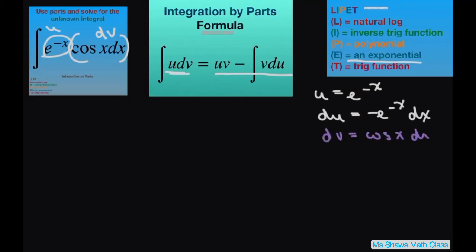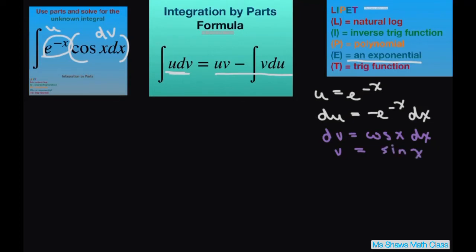So we have u equals e to the negative x power. So du equals negative e to the negative x dx. And therefore our dv equals cosine x dx. And then our v is therefore going to be sine of x.